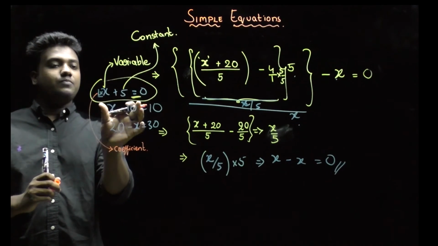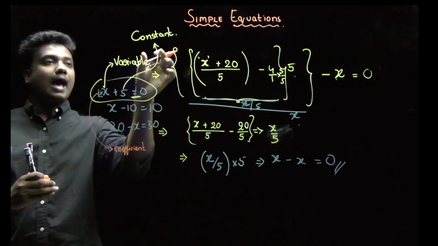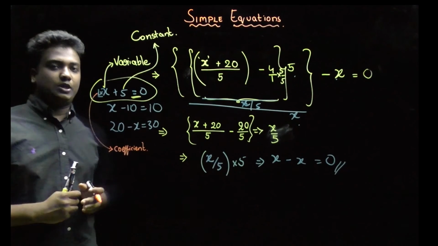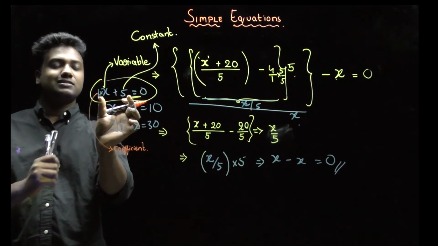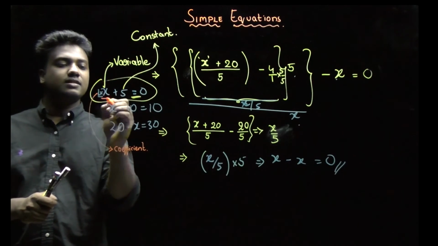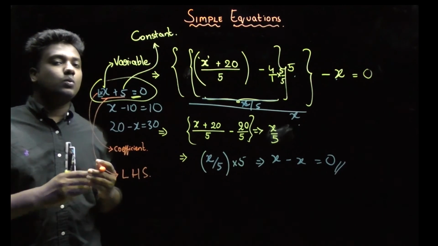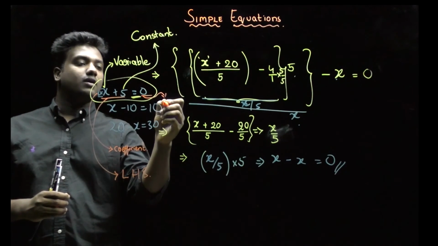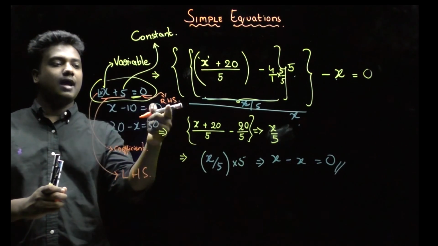So if you observe, a simple equation is a combination of coefficients with their variables and the sum of constants, and there is an equality symbol. So this is said to be a simple equation. Whatever part lies to the left side of the equality is said to be the left hand side, or LHS. And whatever value lies to the right side of the equality is said to be the right hand side, or RHS. So this is LHS and this is RHS.